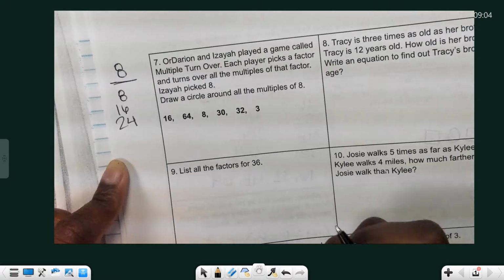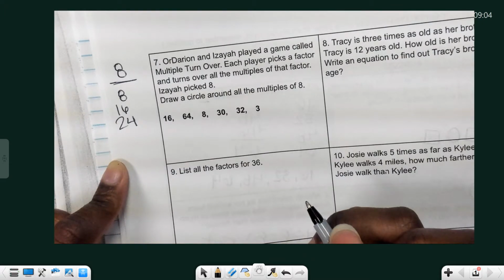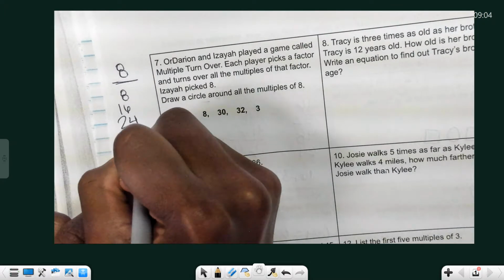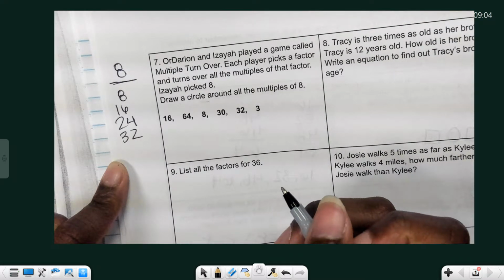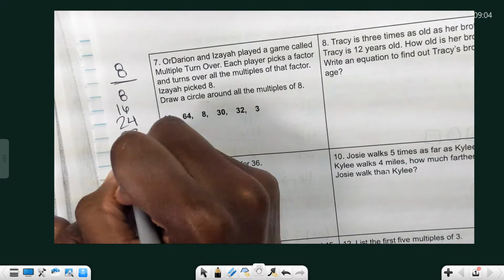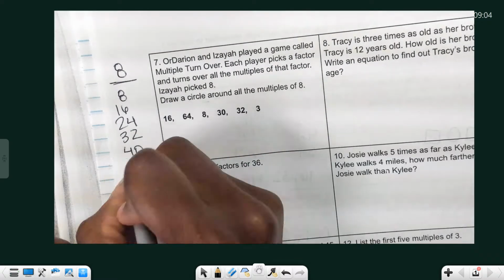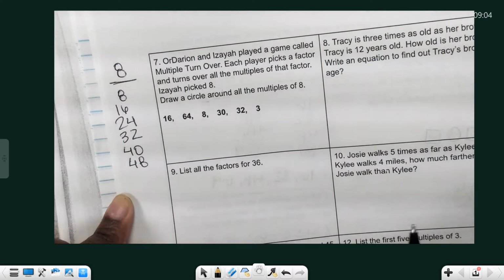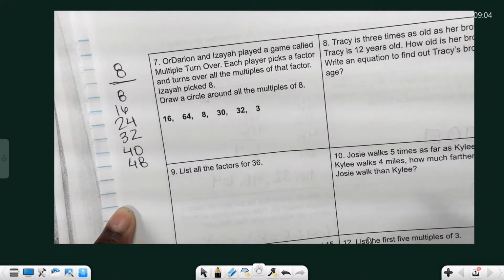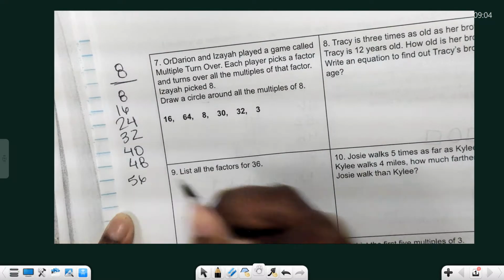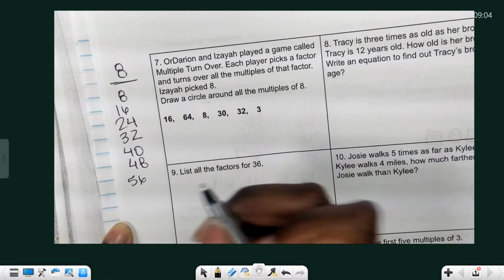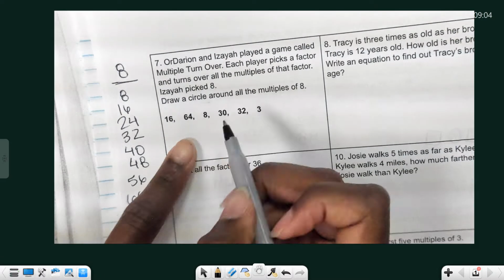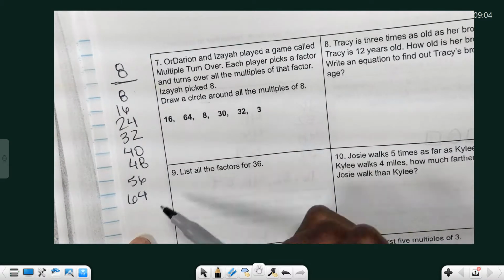24. 32. 40. 48. 56. 64. All right, so the largest number we had listed was 64. Well, we've listed from 8 to 64.